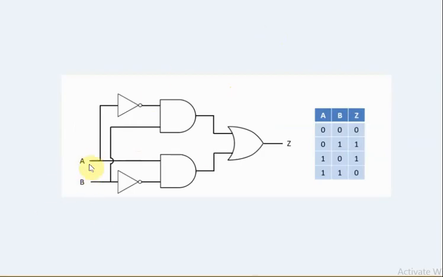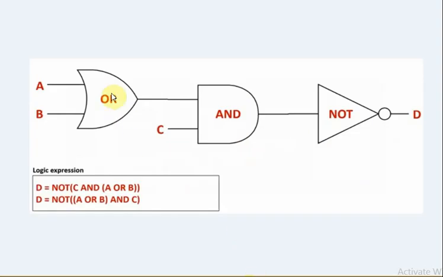Here 2 combinations, 2 to the power 2, 4. Now straightforward, right? These things should be very clear now. Here D is the output, so we can even write from here. What is the output you are getting here?